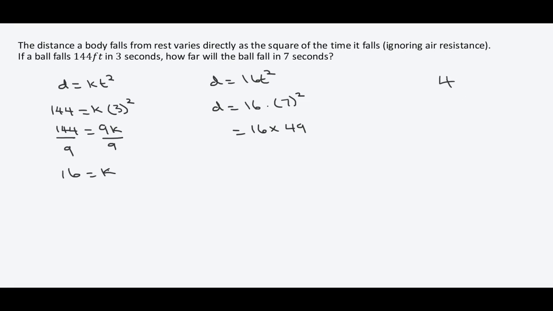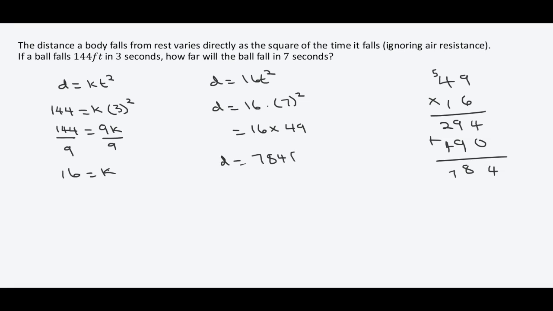Let's go ahead and do that right here. 49 times 16. We have 4 here, 294, because we bring 5 up here, and then we put a 0 here. This is 9, this is 4. We add this up, we have 4, 8, 7. So d is equal to 784 feet.